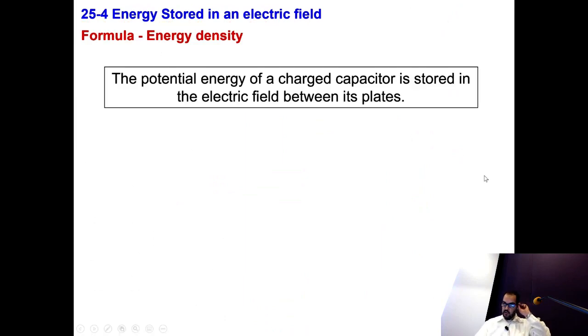Okay, let's try to determine the energy density. Energy density is energy per unit volume. So we divide the electric potential energy that we have stored in the capacitor by the volume of the capacitor, and we can determine the volume if we have the area and the separation. That's the area times d. Okay, and when we do that, you will see that we get the following equation.